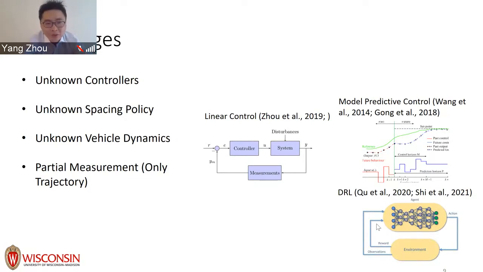Especially for the controllers, in academia or industry, there are various types of controllers out there. They are all very welcome. For example, there is the linear controller, which uses a very simple linear feedback or feedforward mechanism to regulate the spacing and speed difference. There are also model predictive control and deep reinforcement learning controllers. So how can we understand the above questions under this partial knowledge of the ACCs and from the trajectory? This is super challenging.